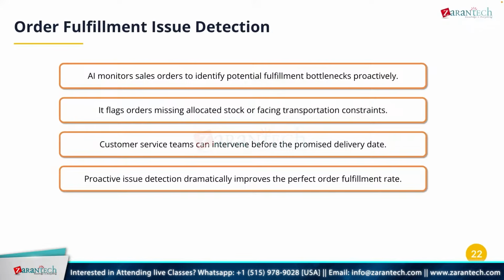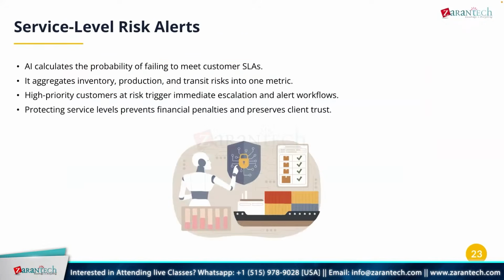Next, order fulfillment issue detection. Generally, AI monitors sales orders to identify potential fulfillment bottlenecks proactively. Wherever orders are getting misrouted or something is happening, it will flag the orders missing their allocation or facing transportation constraints. Similarly, customer service teams can intervene before the promised delivery dates, and proactive issue resolution and all these things will happen on top of this. And on service level risk, we can keep priorities like high, medium, and low, and based on that, the risk alerts will be handled by the AI with all the KPIs you are going to tag for it.